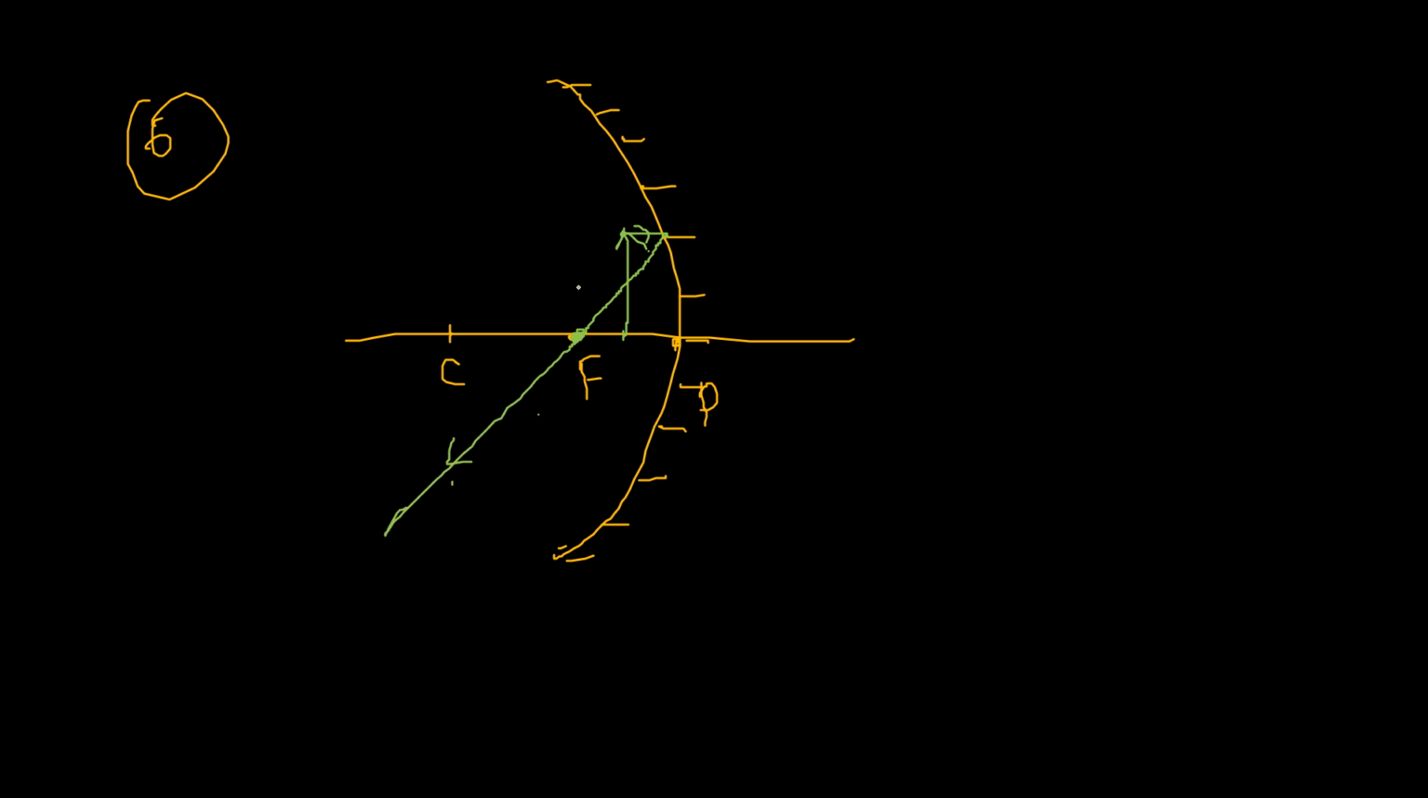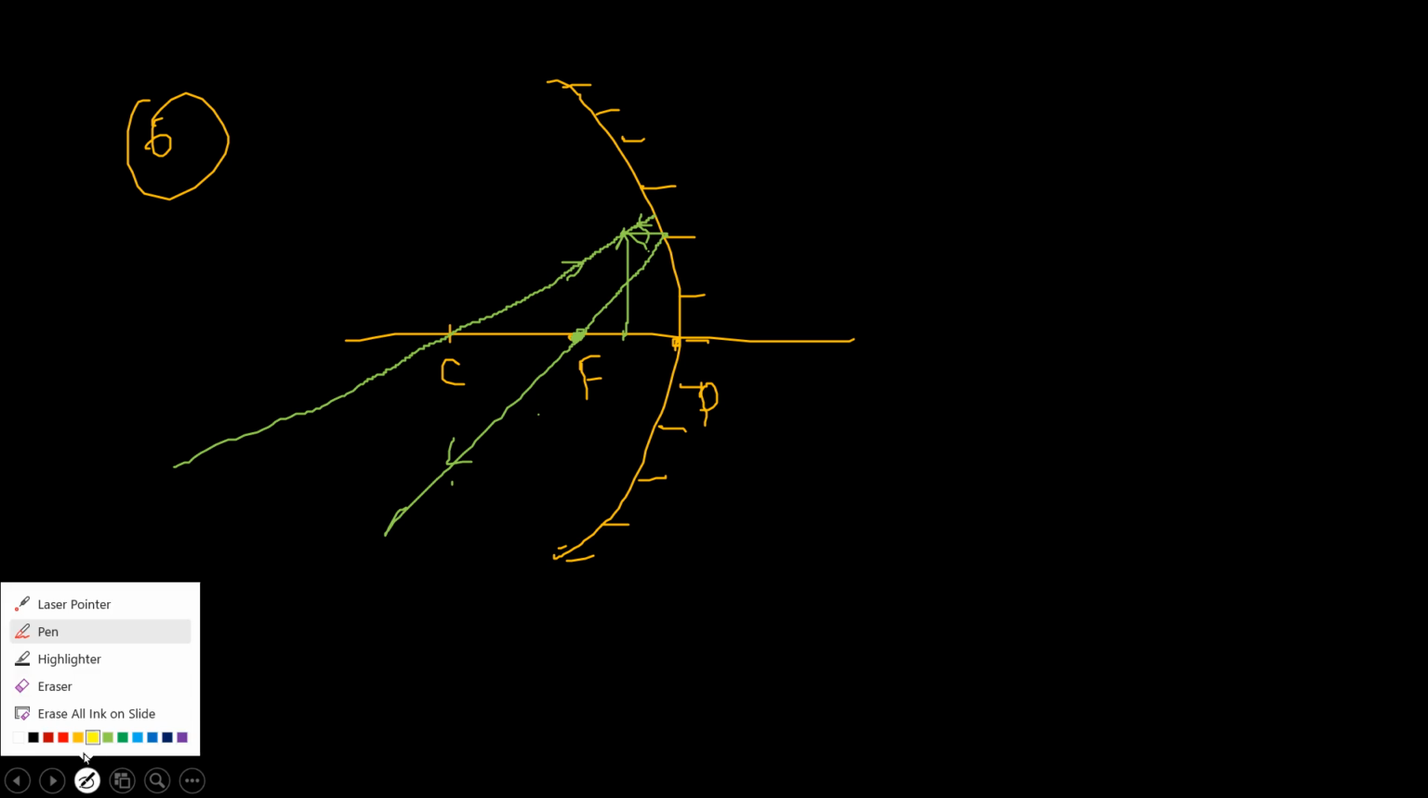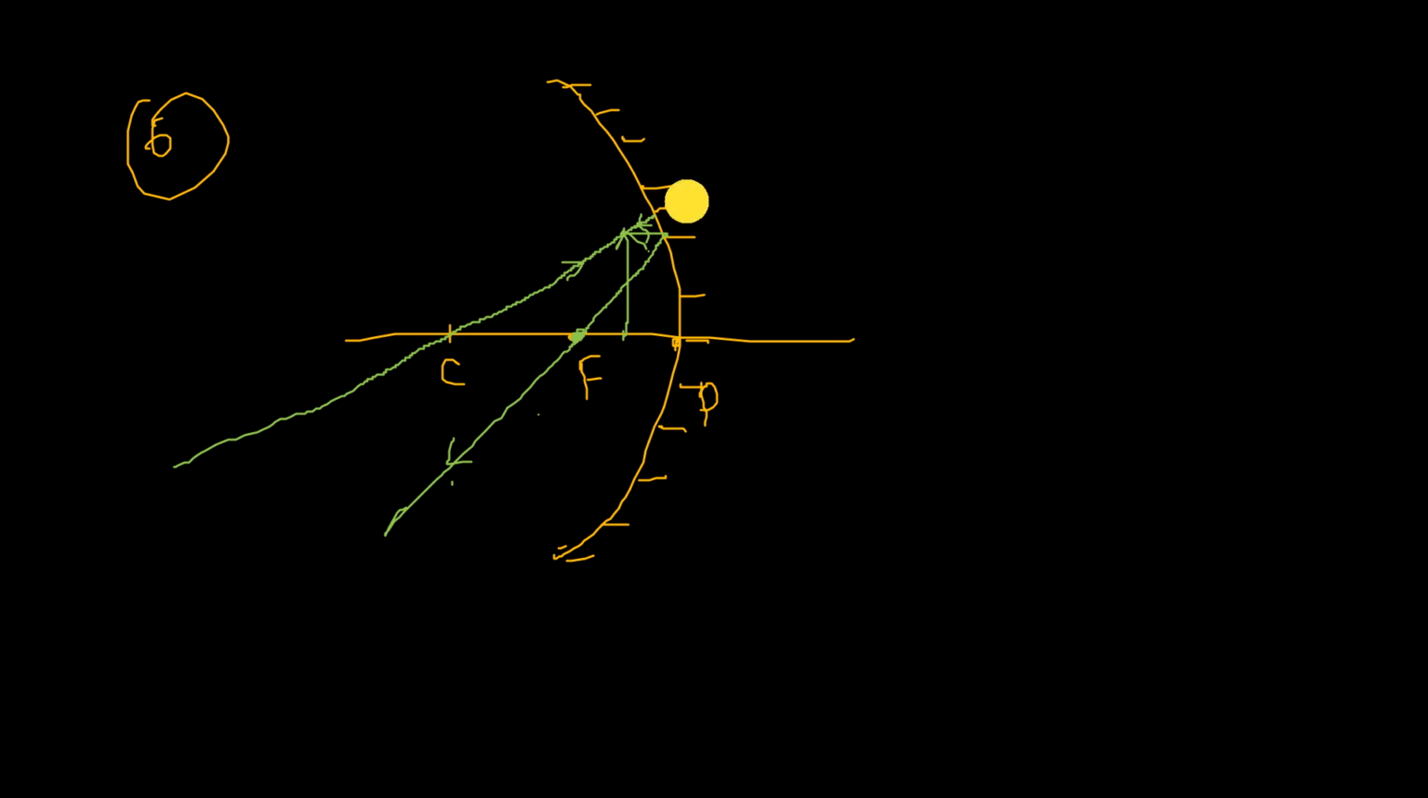And one more light I am taking. So it will pass through center curvature itself. Like here also I am taking like this. So it will be passing and reflected back. So if you extend those light rays, those will meet behind the mirror. So image will form behind the mirror.